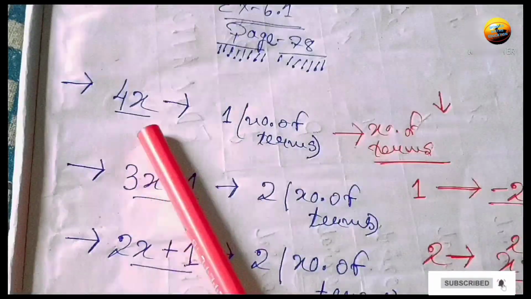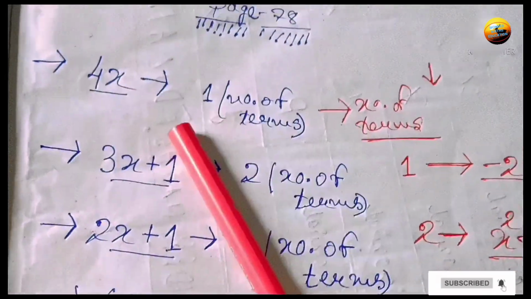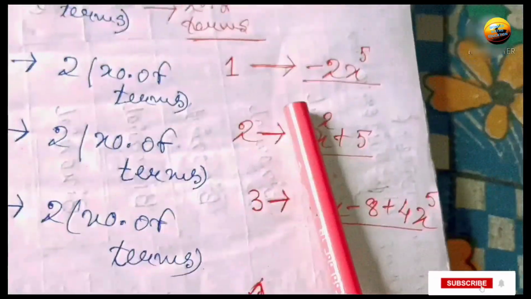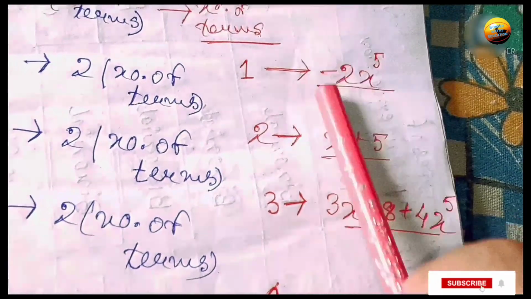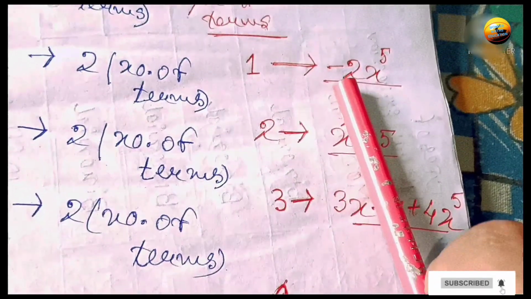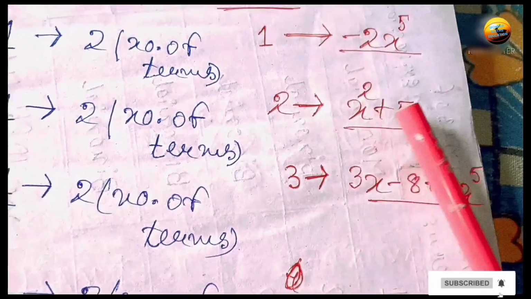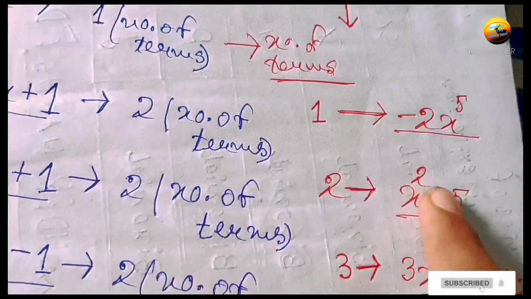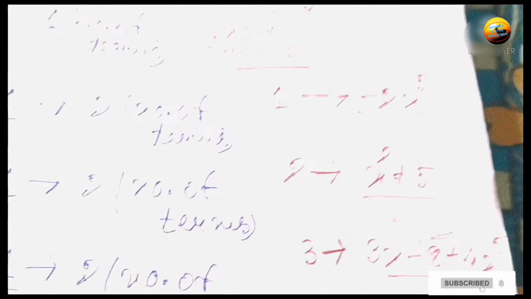So in your book the first is 4x, and the number of terms is 1. For the same case, we can write this example: minus 2x to the power 5. The number of terms is 1. The numerical part is only minus 2, the variable part is only x, and the constant part is minus 2. So if the number of terms is 1, the example is 4x in your book, or my example, minus 2x to the power 5.